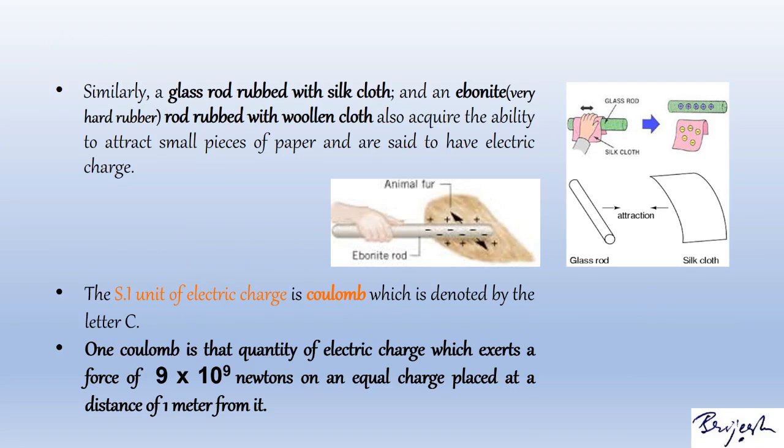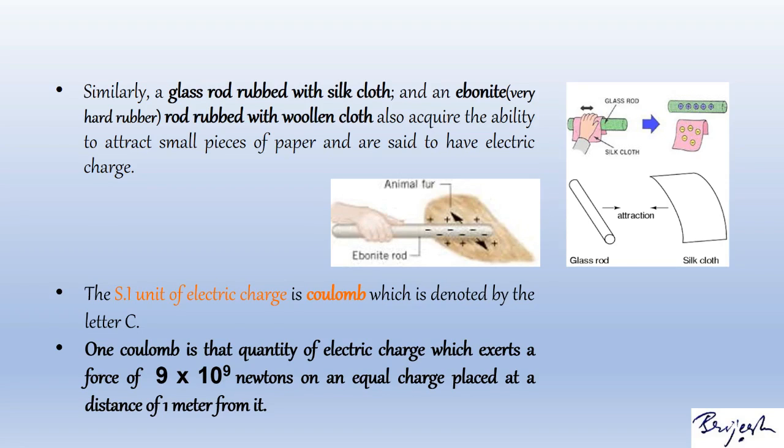Similarly, a glass rod rubbed with silk cloth and an ebonite rod rubbed with woolen cloth also acquire the ability to attract small pieces of paper and are said to have electric charge. By convention, the charge acquired by a glass rod rubbed with silk cloth is called positive charge, and the charge acquired by an ebonite rod rubbed with woolen cloth is called negative charge.